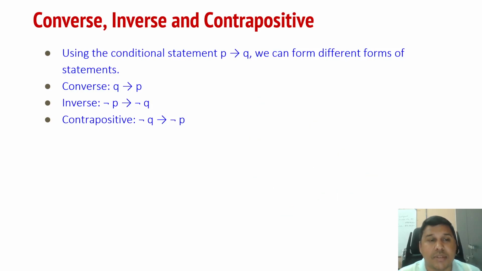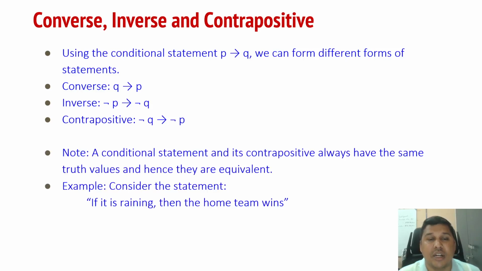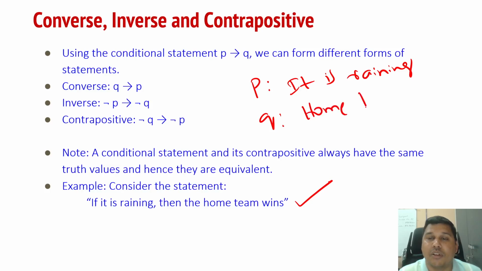Sometimes in an exam you may be asked a question like this, given a statement. It's a conditional statement: if it is raining, then the home team wins. You write it like this: P, it is raining. Q, home team wins.